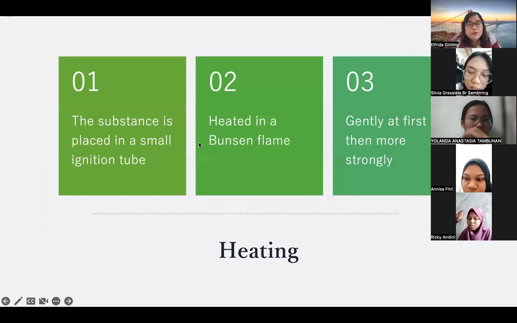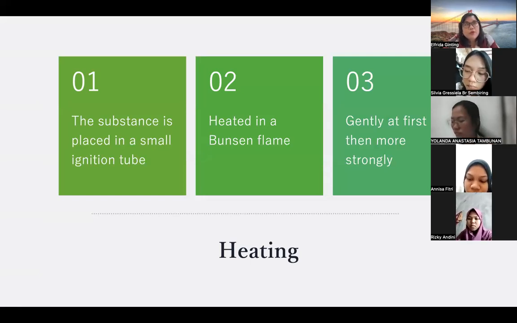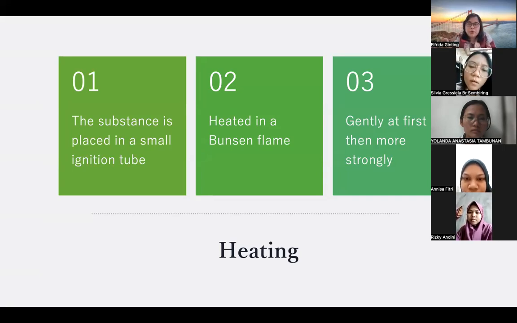And how you do dry reaction, the first way is by heating. So you do it by heating. For example, you put your sample on sort of like a needle, something like that, and then you approach the sample into the Bunsen flame, and while you heat your sample, you observe what kind of phenomena are happening when you heat your sample in the Bunsen flame.